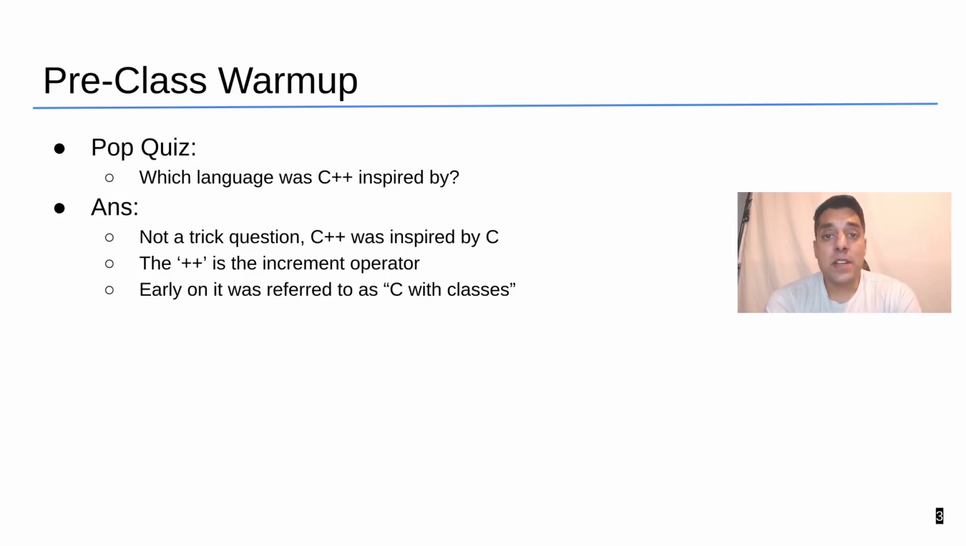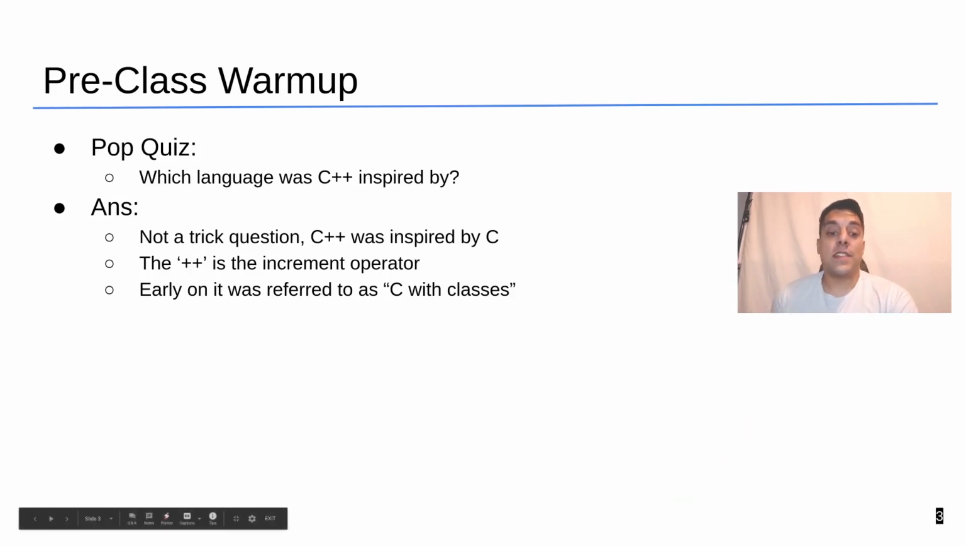The plus after C is a play on the increment operator, so it's a fun way to introduce the language as an improvement upon the C language. Early on, C++ was just known as a "C with classes" language. When it was first being developed in the 70s, that was the main feature, that some of these object-oriented features were added. So those are the features I want to talk about today. With that, let's go ahead and dive in.